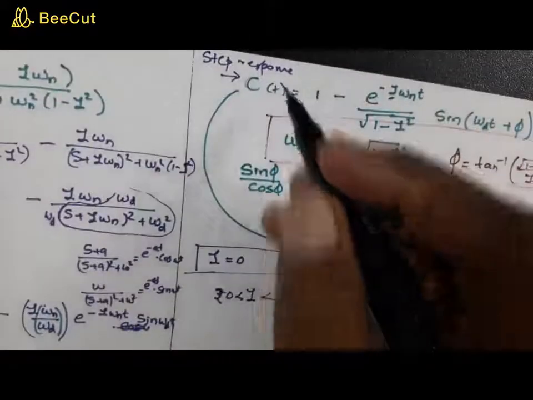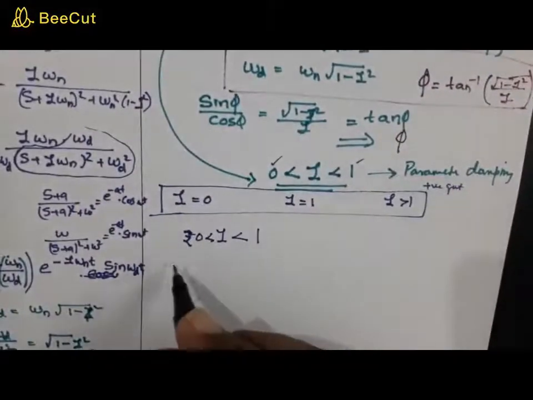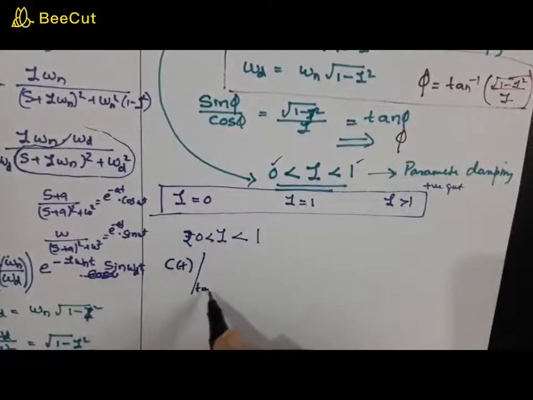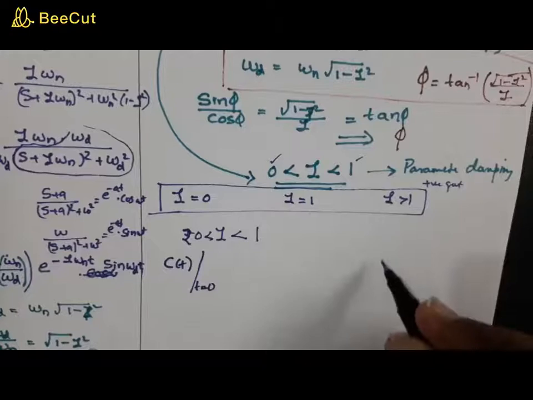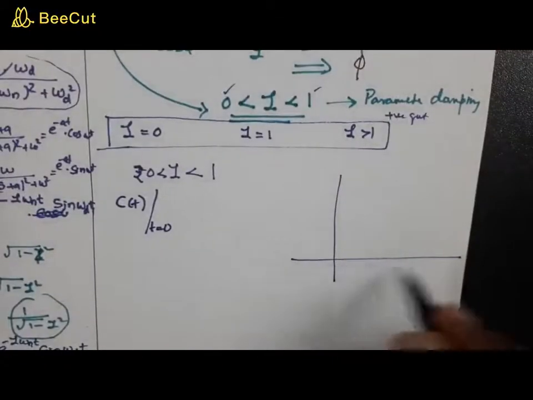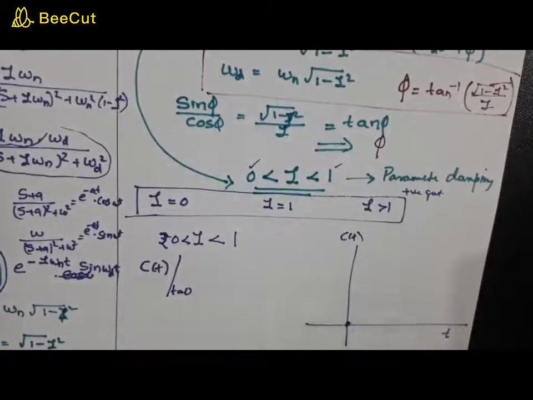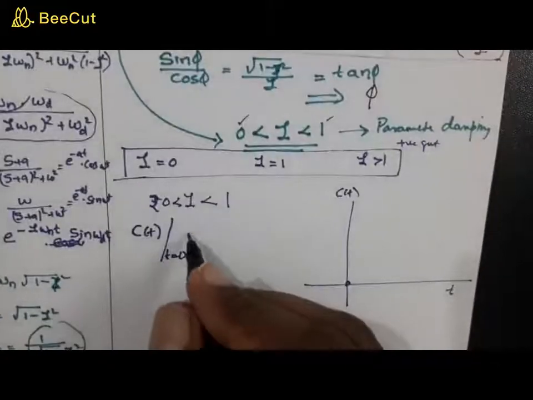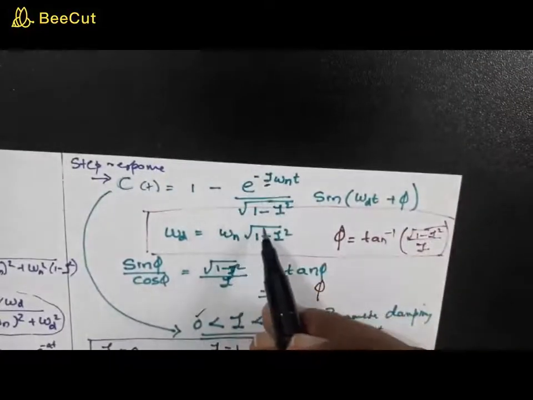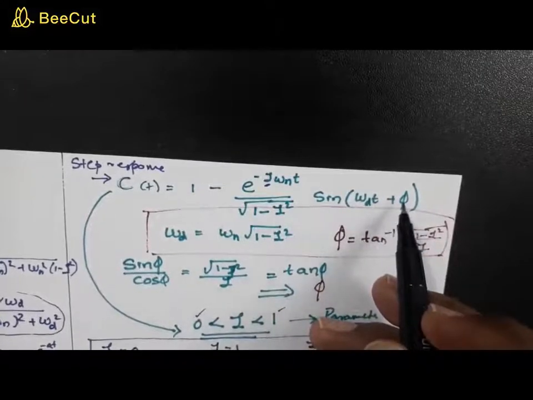That means this equation is valid. And now we are going to draw the step response. Okay, now what is this c of t at t is equal to 0? So anyway, we want to draw the graph. If you want to draw the graph, as you all know, you need some points. So this is your t, this one is your c of t. So at t is equal to 0, what happens? Substituting t is equal to 0 over here, this becomes 1, right? So this is sine 0 plus phi, or sine phi.